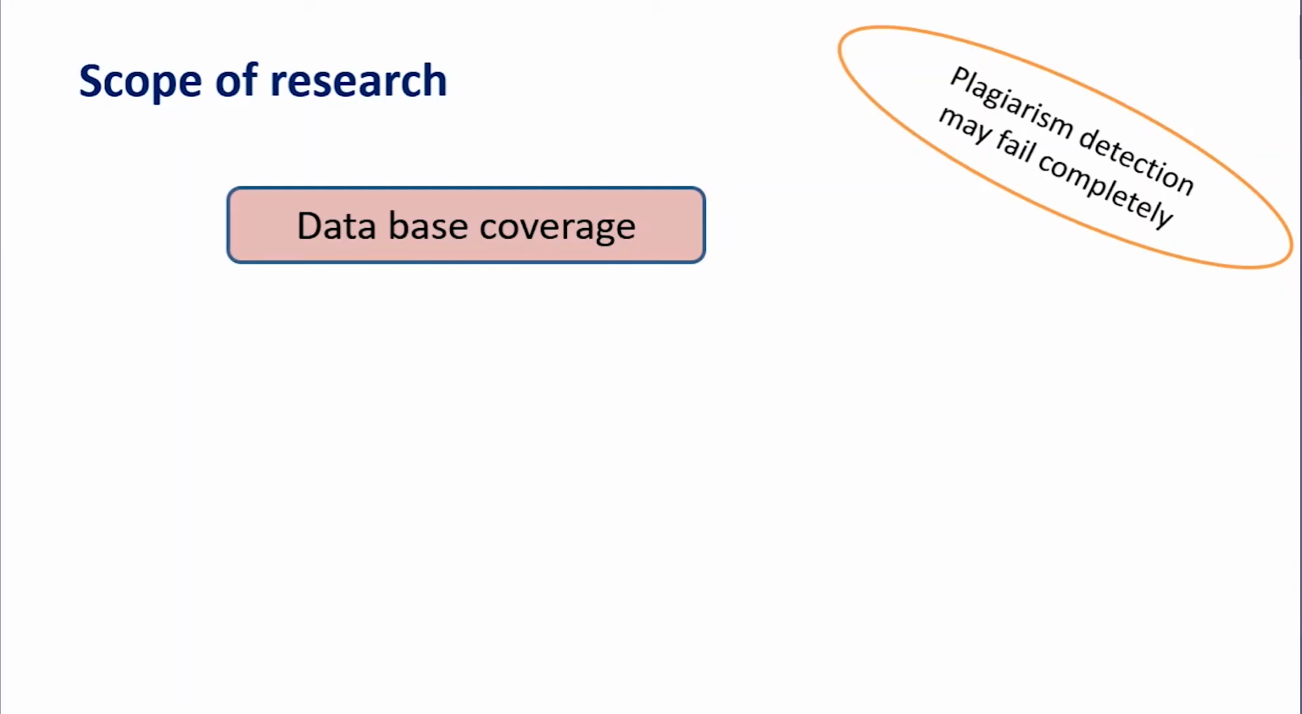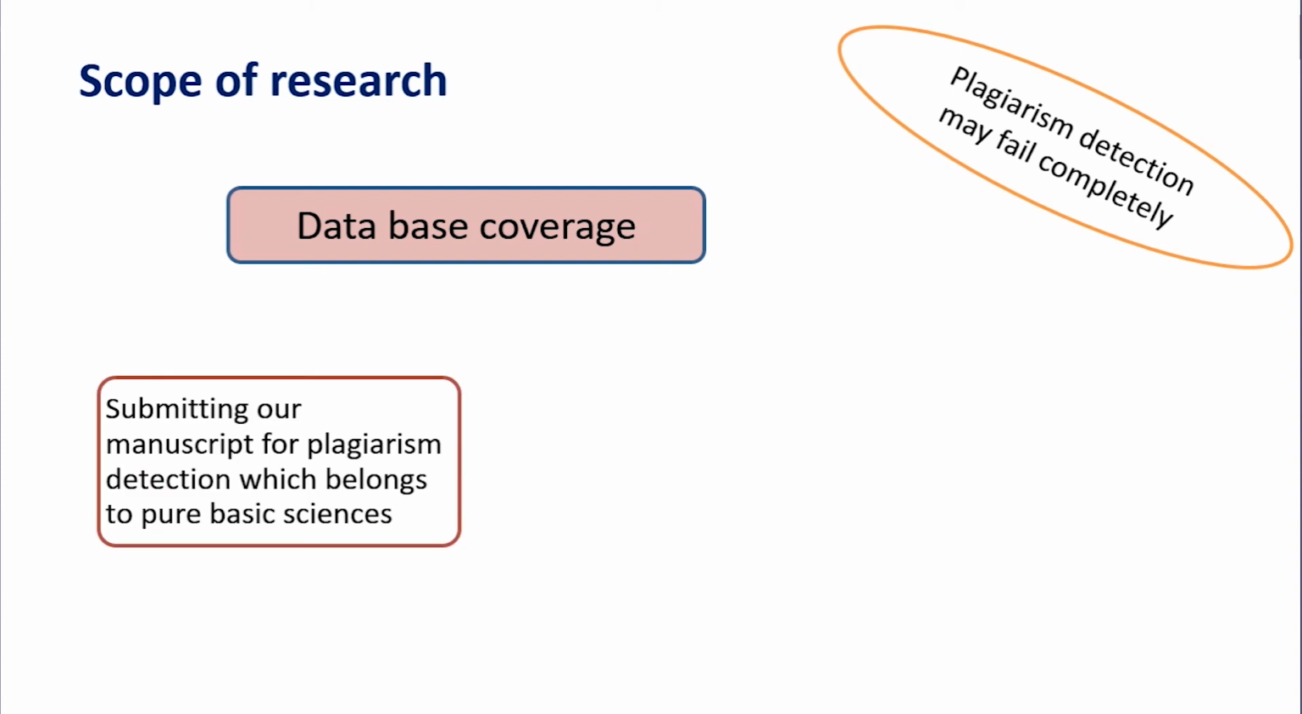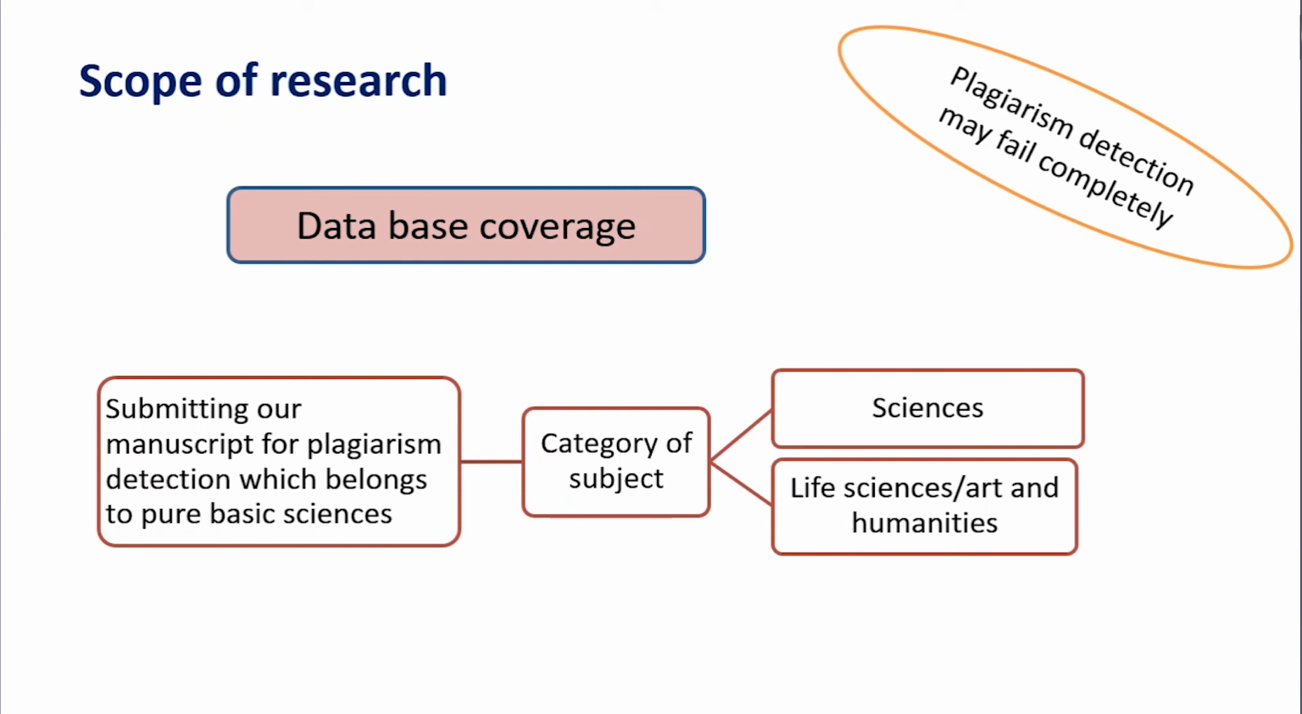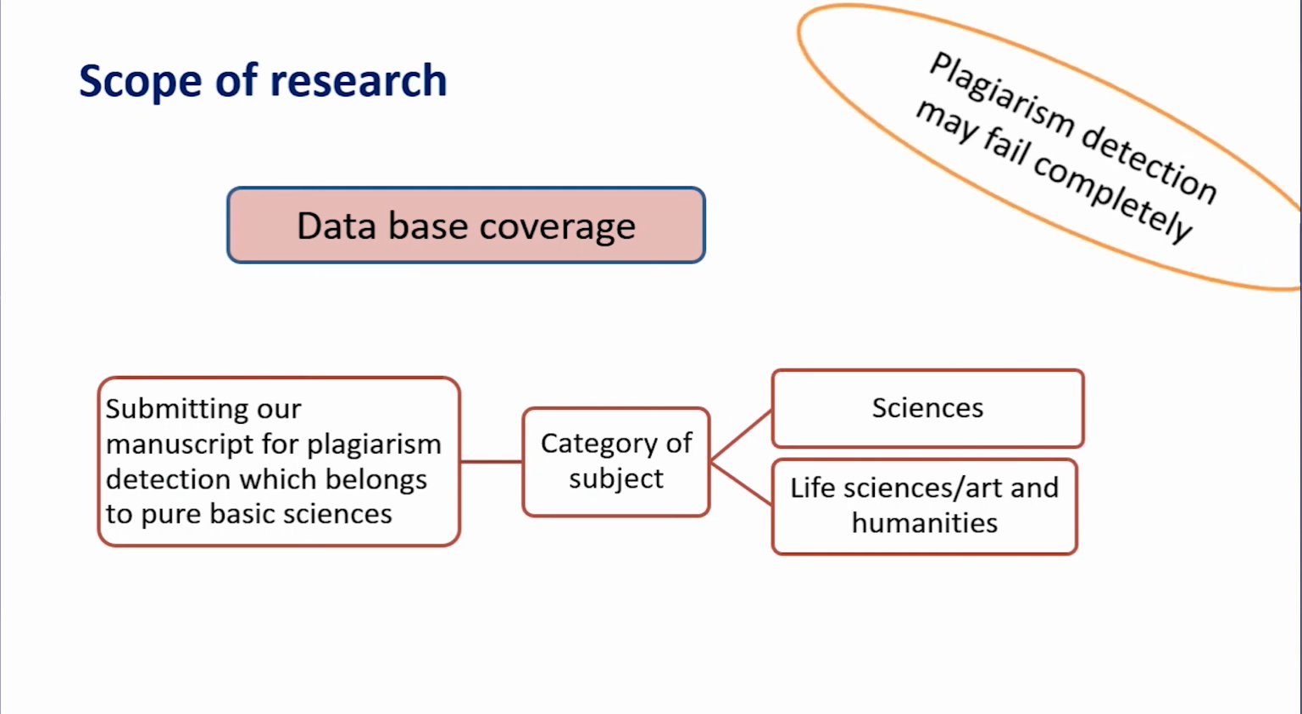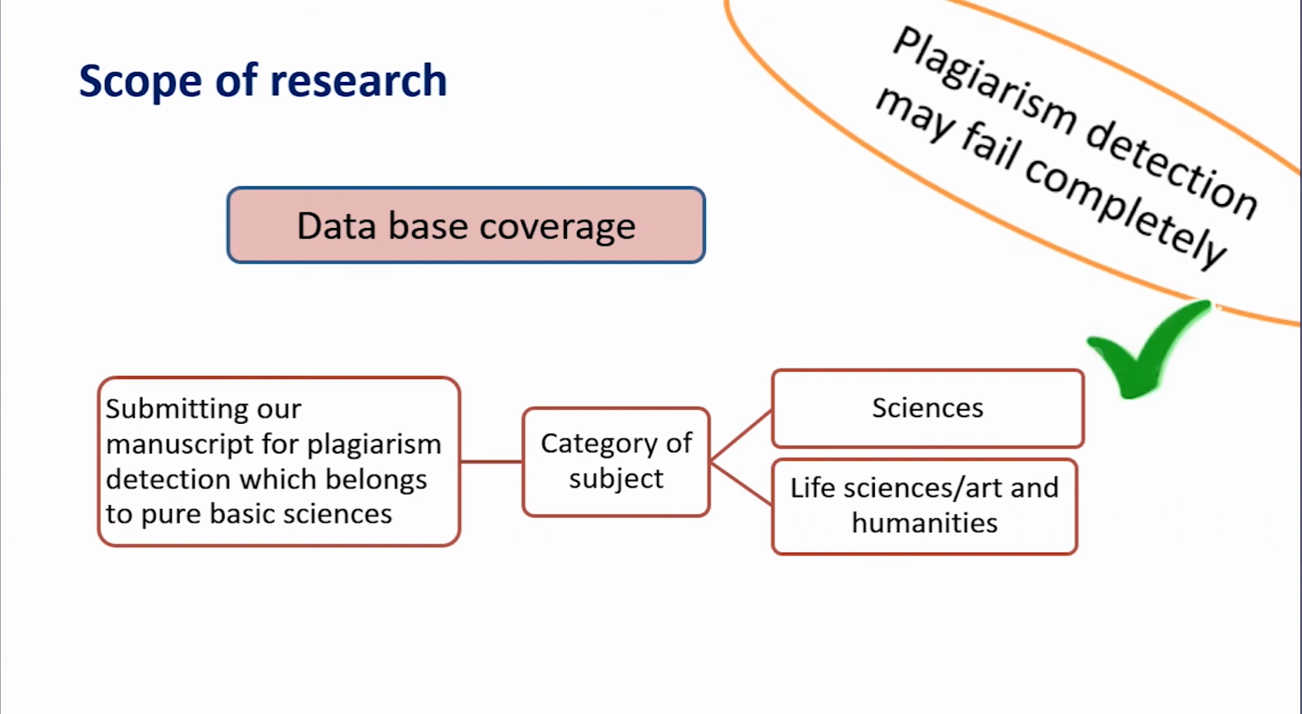Now next is scope of research. So it is related to its database coverage. For example, if we are submitting our manuscript for plagiarism detection, which belongs to pure basic sciences, and we have submitted it in a database or software, or clicked the category of a subject which is not relevant, for example, if we choose the social sciences database for plagiarism detection, the plagiarism detection may fail completely or partially. So the reporting may be false.